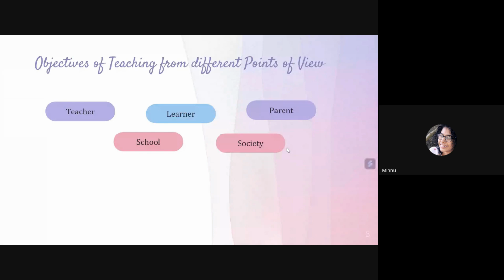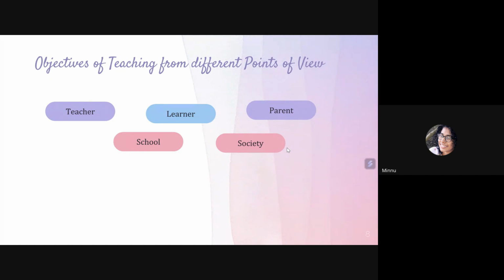Now, from the school's point of view, the school, or be it any educational institution, has to provide a healthy and positive learning culture that facilitates learning for the students. And they should also provide academic and co-curricular activities. They have to ensure that these activities take place in the school. So the infrastructure and also providing academic and co-curricular activities. These are the functions or the objectives of teaching from the point of view of the school.